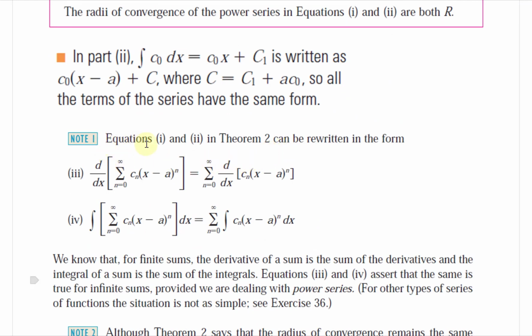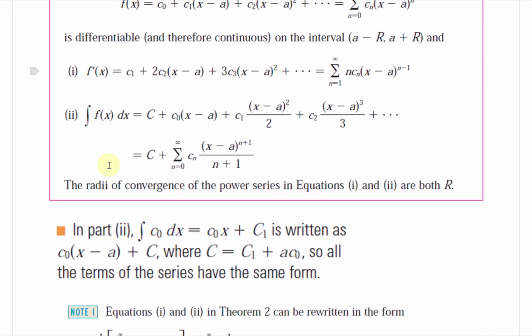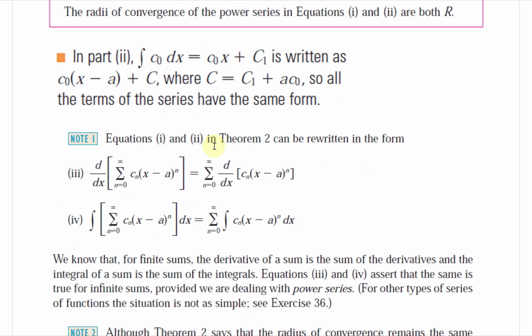So note 1: equations 1 and 2 in the theorem can be rewritten in this form, just so it's more straightforward as opposed to actually evaluating this integral. So you could write this as formula 3. d over dx of the power series, the summation from n equals 0 to infinity of cn (x minus a) to the power of n, is equal to the derivative inside. The derivative of the series is equal to the summation of the derivative of every single term, d over dx of cn (x minus a) to the power of n.